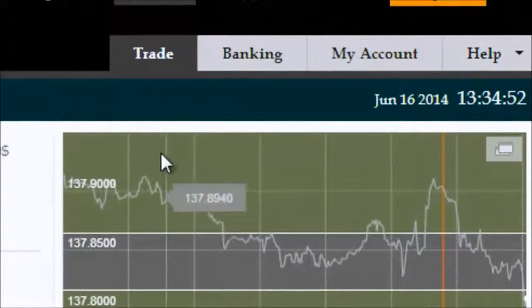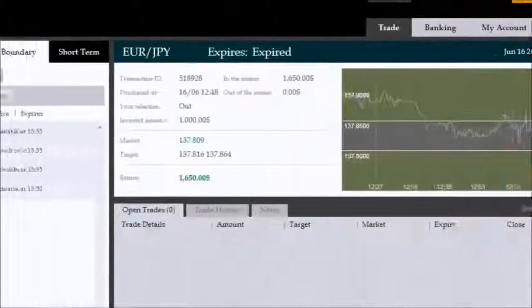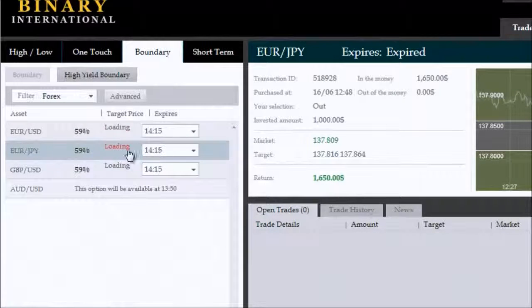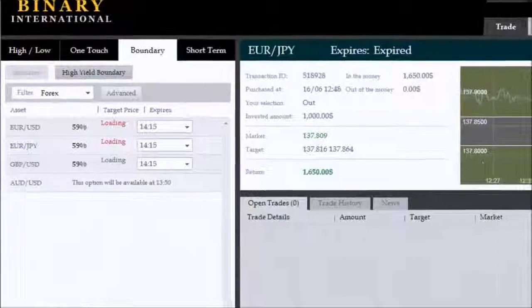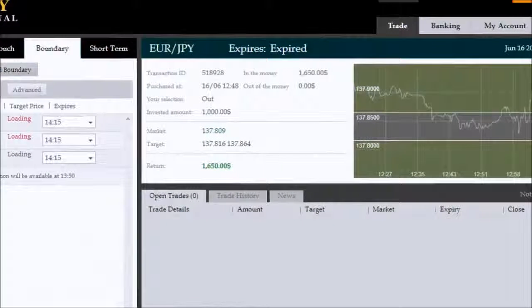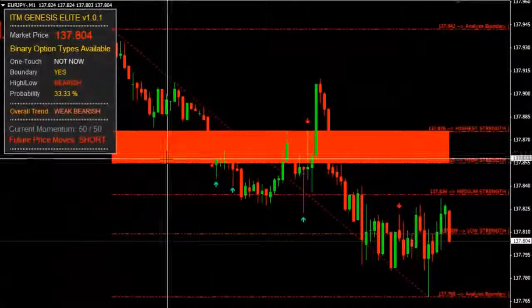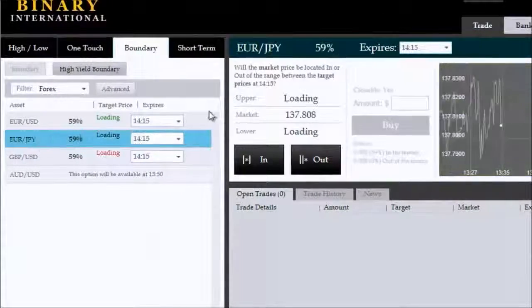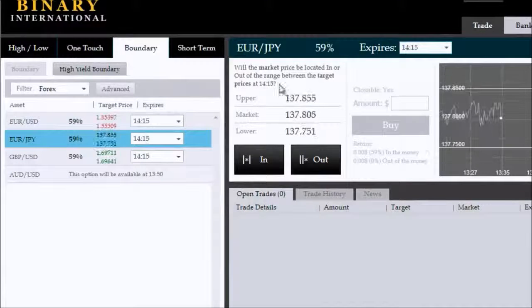Okay, we're back. It's 13:34:52, just a few seconds before these options become available again on the platform. So once they do, we'll wait for the prices to load. Then we'll take a look at the charts. And if after the prices have loaded there is still an opportunity shown by ITM Genesis Elite, there is currently one, but we don't have the option available on the platform yet. The prices are still loading. We'll come back and check this out once the prices have loaded, which they should shortly.